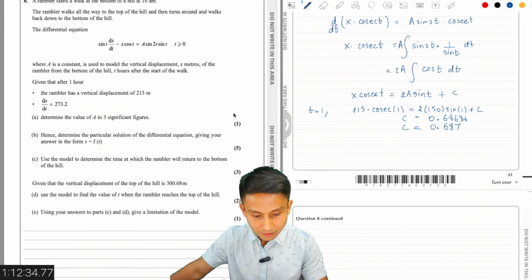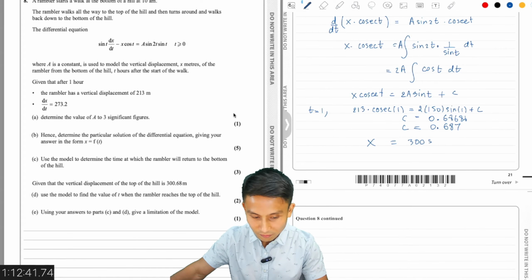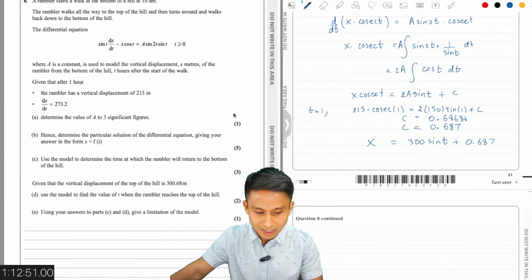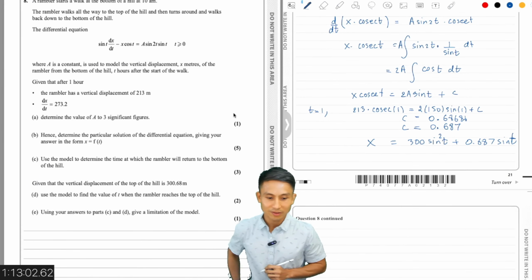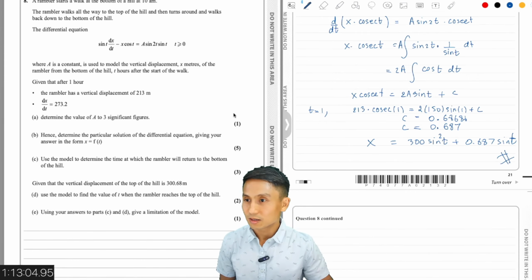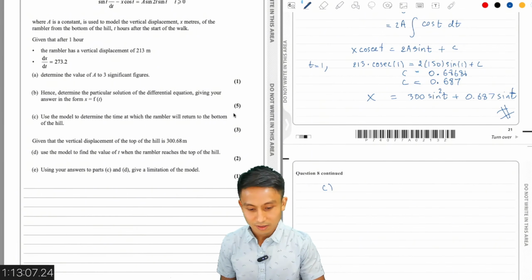So this is x equals, now we have solved for a. So 2a would be 300, right? Because a was 150 about. And then plus c would be that divided by cosec t. So sine divided by cosec, that would be sine squared. Yeah, I'm dividing across by cosec t. And divide by cosec, that would give me a sine t. So that's basically it. That's x in terms of t. I hope that's fine. Part C.